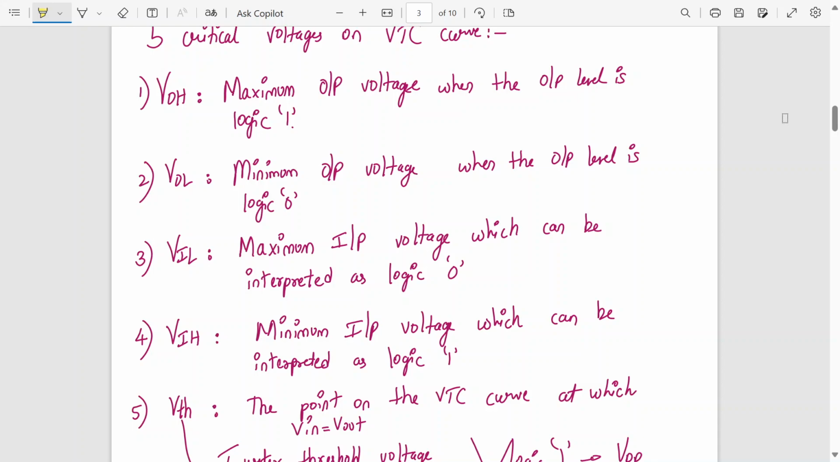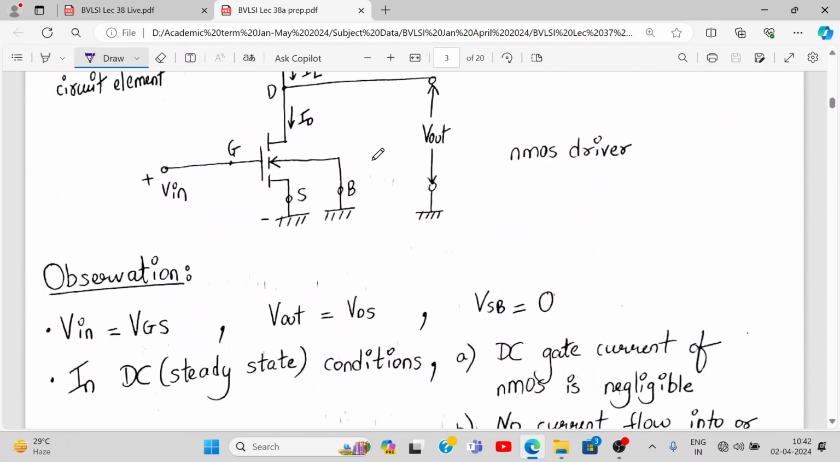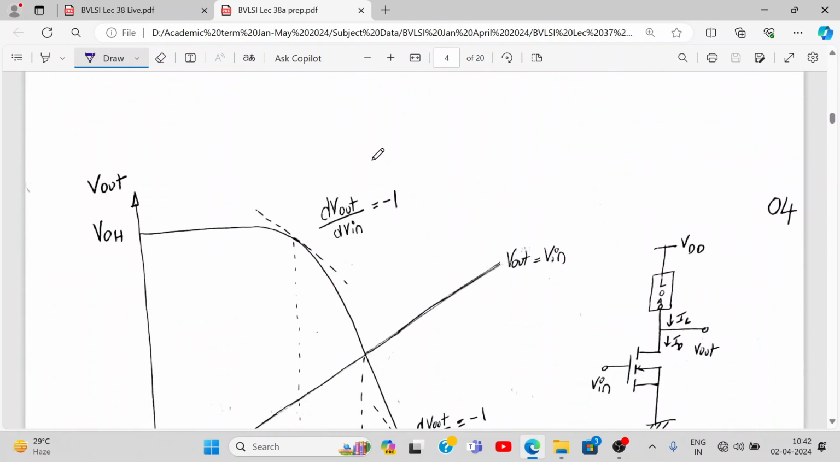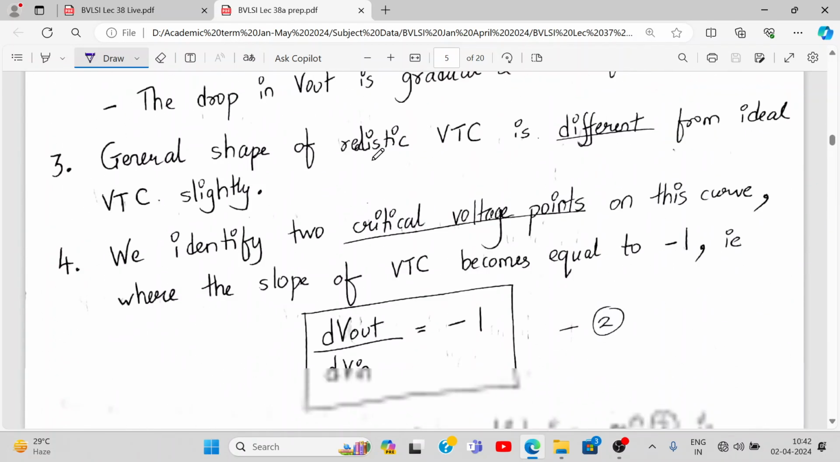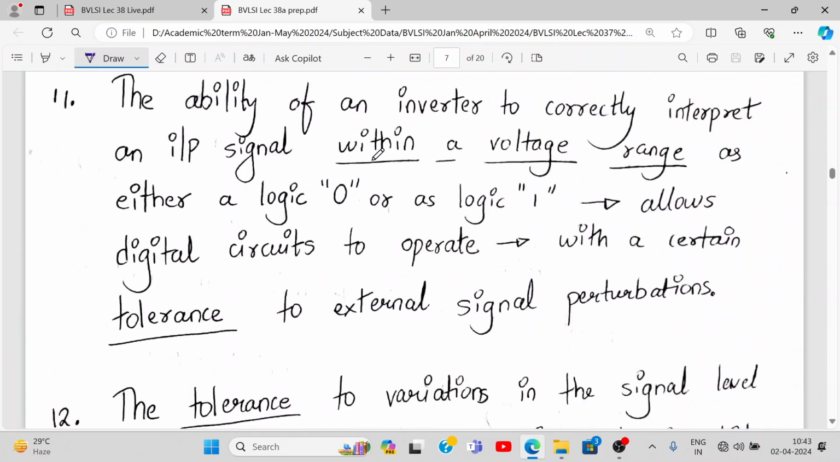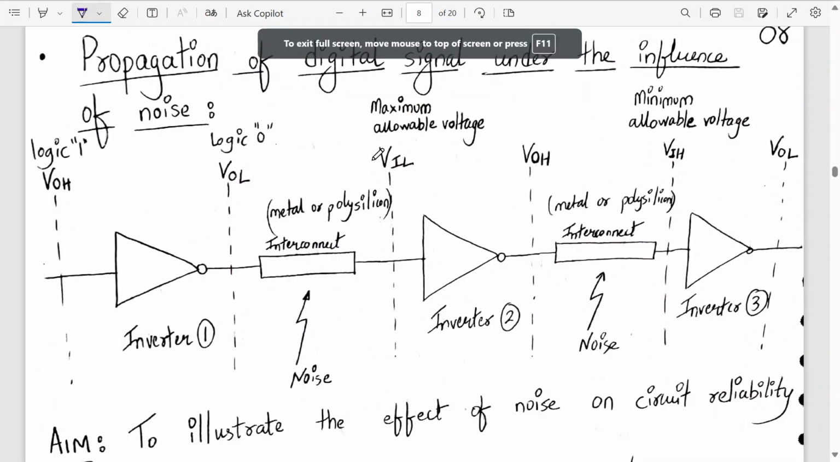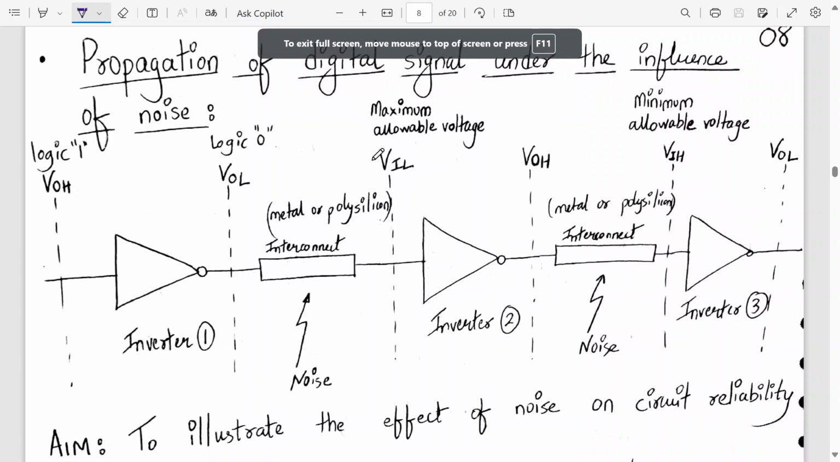Can we start? I want to take a ready-made example. Okay, so I'll use the other PDF. All these details are there over here, so you can read about it. We have written the main points. If you want to refer to the details, you can refer to this PDF. Now write down this topic heading: propagation of digital signal under influence of noise.